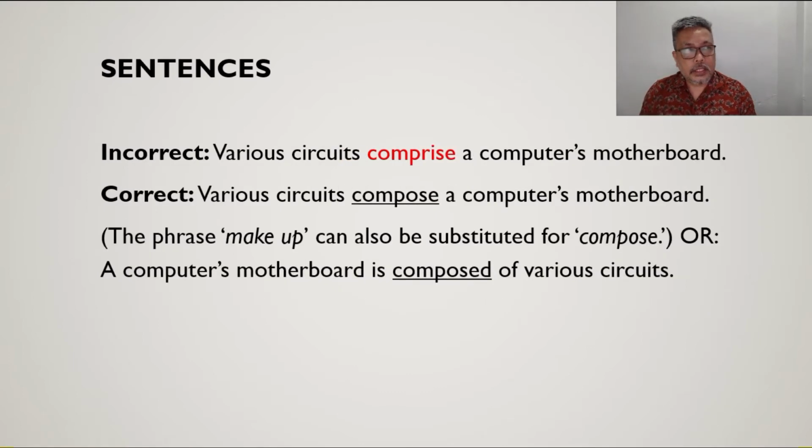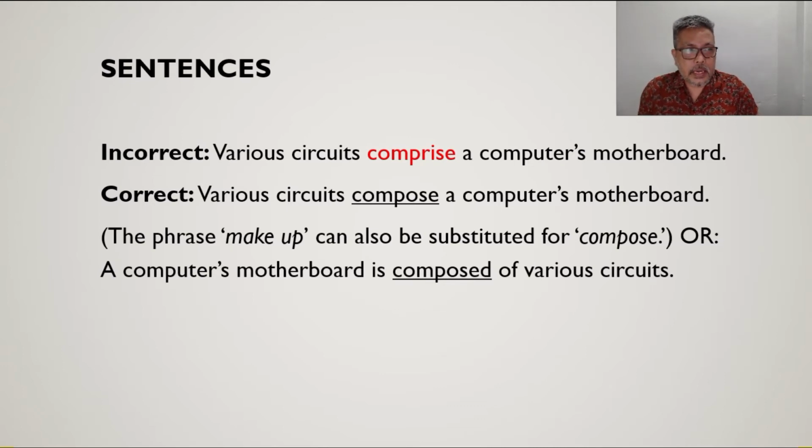Okay, let's move on. All right, a couple more sentences here. It is incorrect to say various circuits comprise a computer's motherboard. So we're talking here about parts now, various circuits, and then you have the whole, which is a computer's motherboard. So instead of comprise, the correct word to use here is compose. So various circuits compose a computer's motherboard. So you have the parts, various circuits, composing in order to form the whole, which is a computer's motherboard.